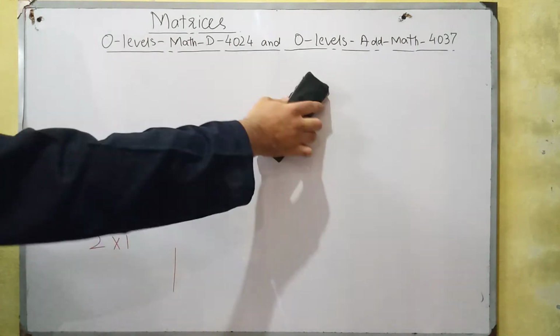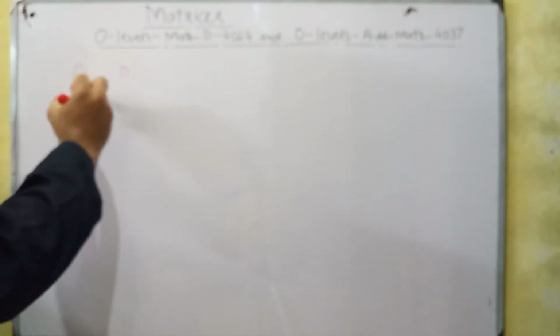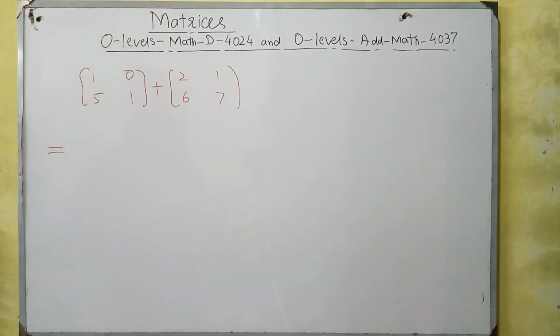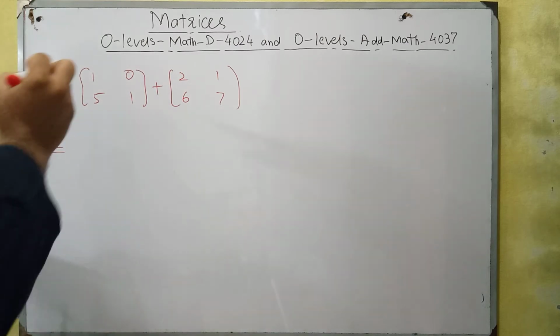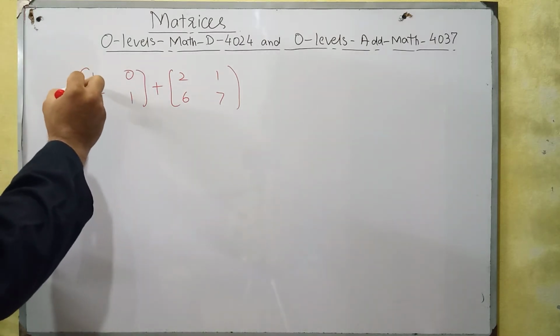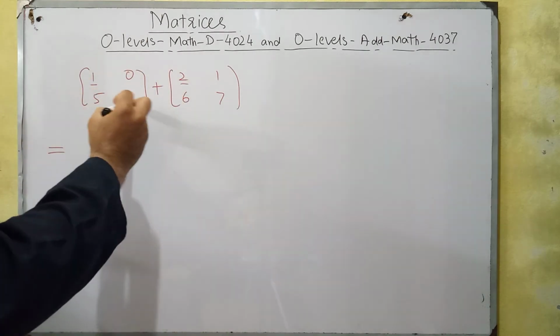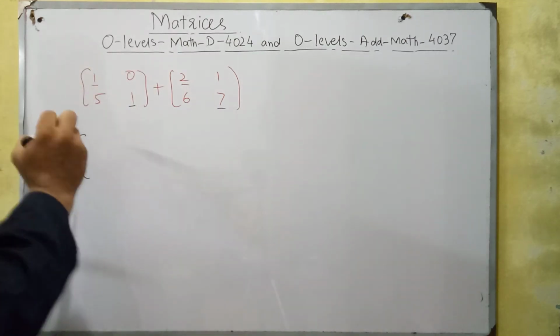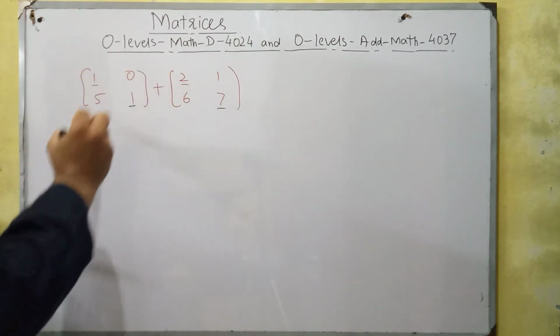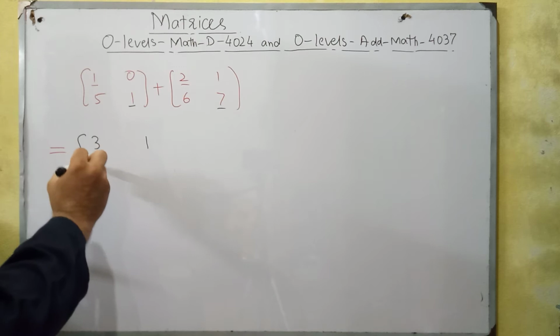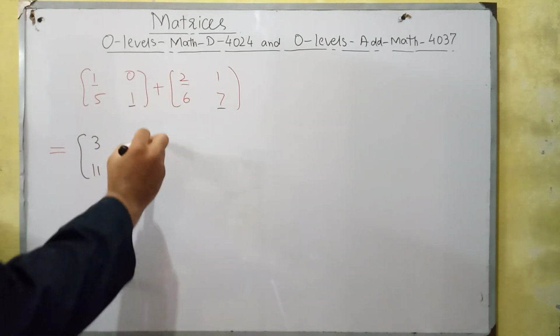We will start with addition of matrices. If you have two matrices 1 0 5 1 plus 2 1 6 7, if we need to add these two matrices, corresponding entries will be added to corresponding entries. For example, the corresponding entry of 1 in this matrix is 2. Similarly, the corresponding entry of this 1 in this matrix is 7. So 1 will be added to 2, that will become 1 plus 2, equal to 3, and 0 plus 1 is 1, 5 plus 6 is 11, and 1 plus 7, that will become 8.